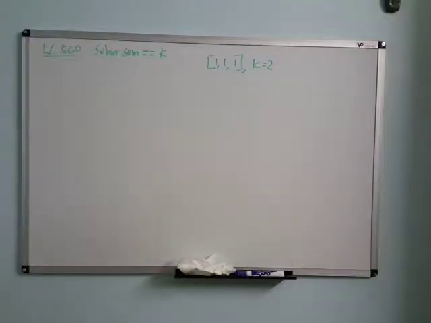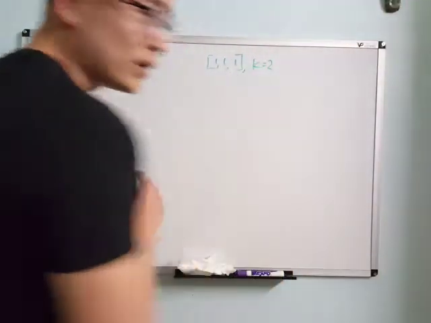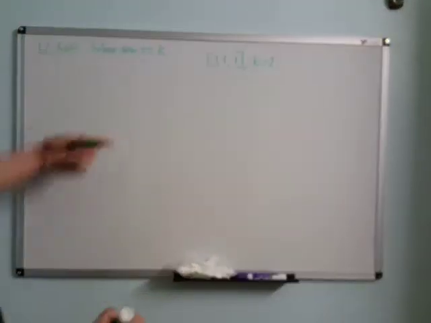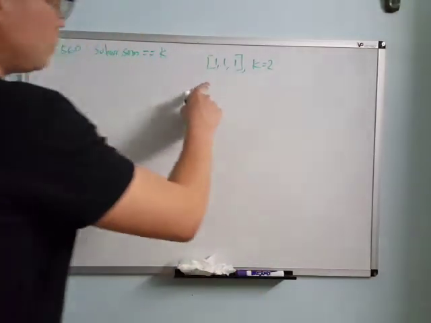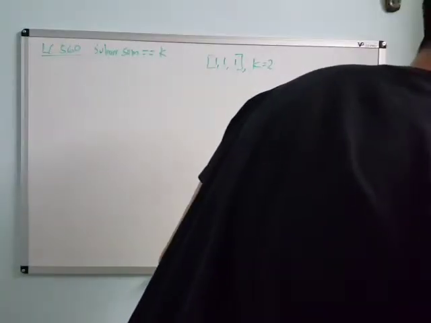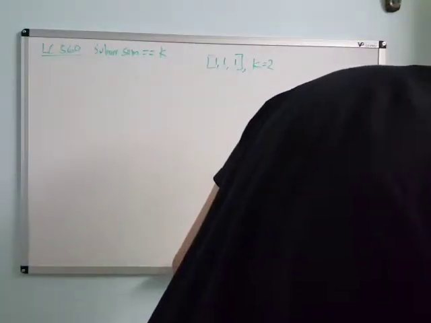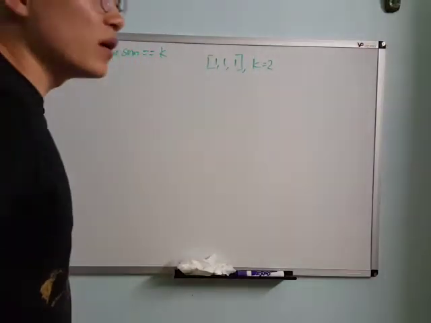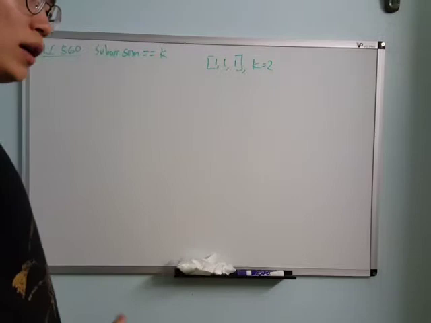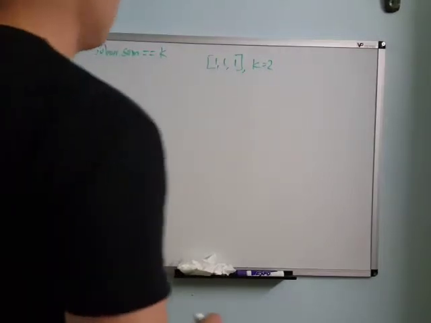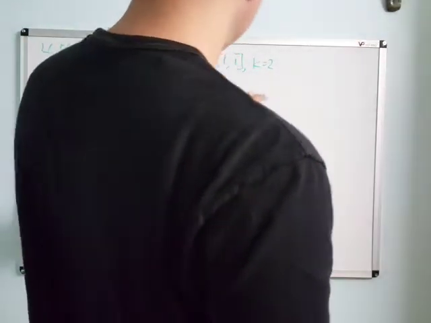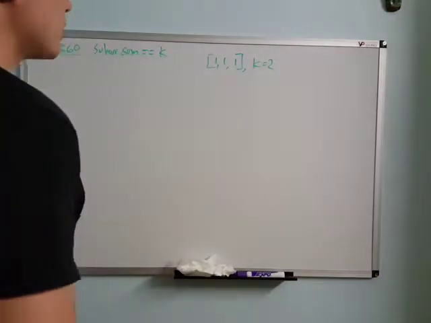Yeah, this is Leetcode 560, and this is the subarray sum equals k problem. So we're given some integer array. It doesn't say if it's negative or positive numbers. Yeah, it's both negative and positive and zeros as well. And k is equal to 2, and we're trying to find the continuous arrays that sum up to k.